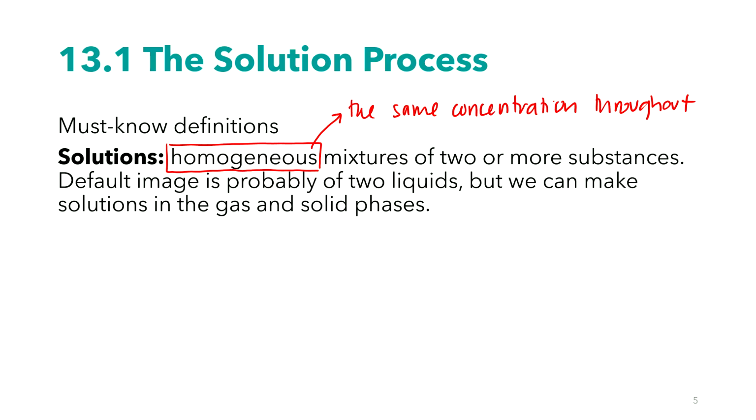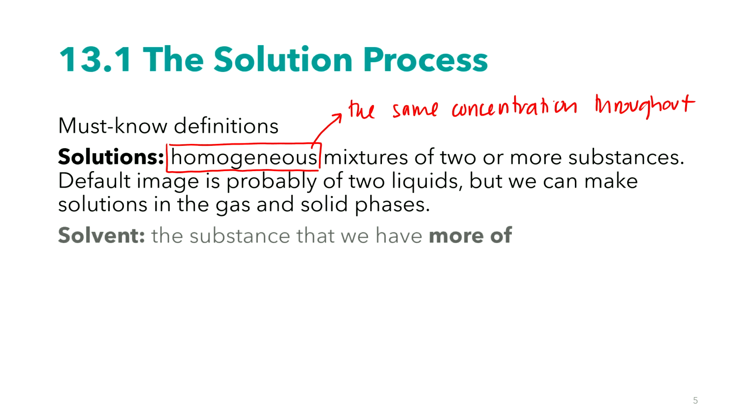All right? So our two substances, we have to have two of them, and the first one is the solvent. And usually we talk about the solvent as the substance that we just have more of. For us in this class, our solvent is usually going to be water, but there's no reason why we can't have another solvent.